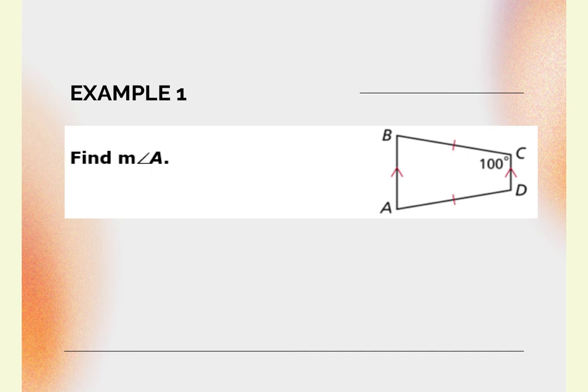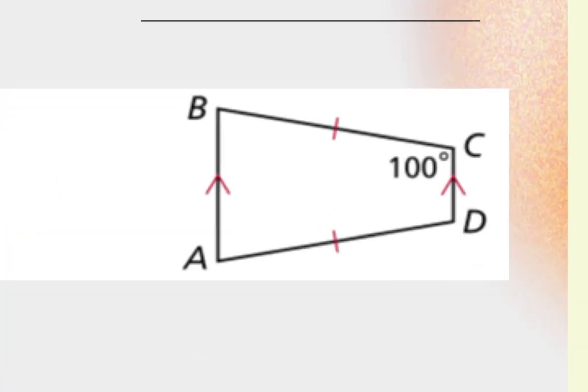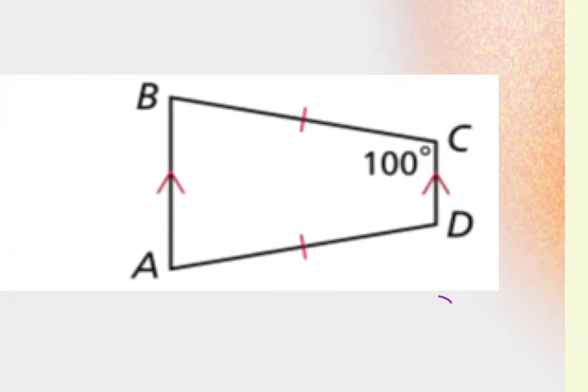All right, now we apply it all. So what shape is this? A trapezoid, specifically an isosceles trapezoid. What's true about an isosceles trapezoid's angles? The base angles are equal. So if C is 100, which other one is 100? D. So then how could I find A?